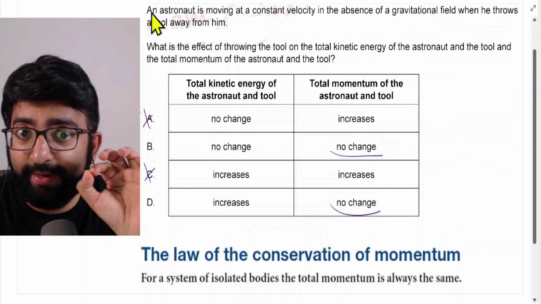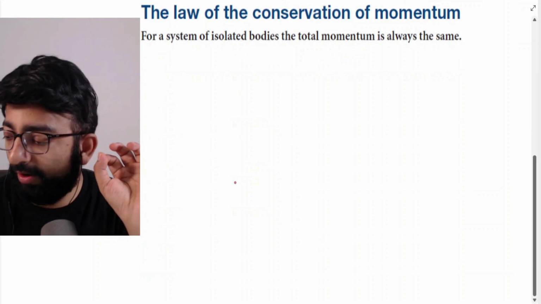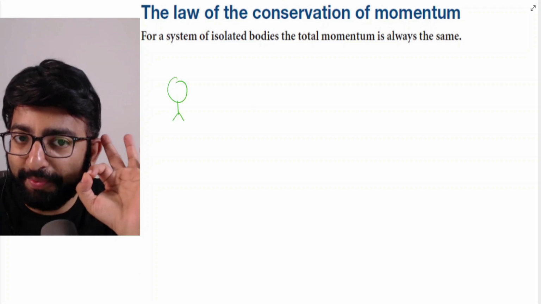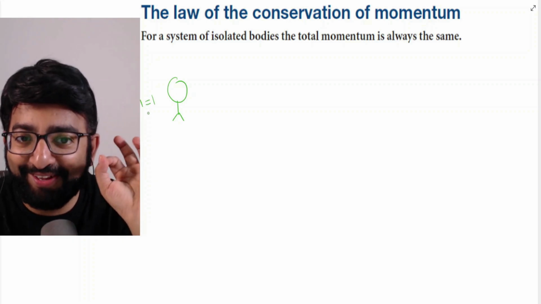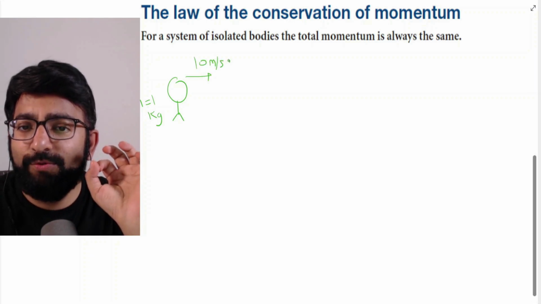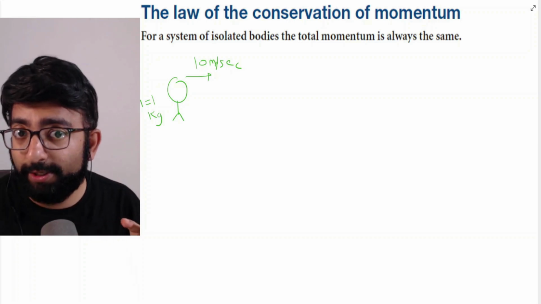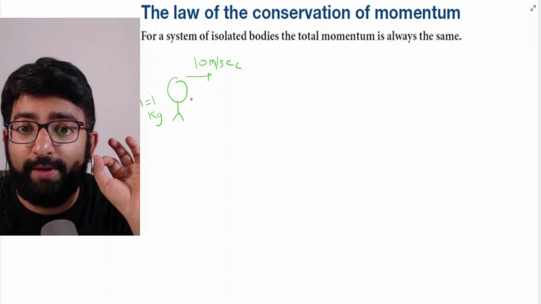So let's read the question again. An astronaut was moving at a constant velocity. So let's draw a diagram. Imagine we have an astronaut, and just for the sake of simplicity, let us take a value of 1 kg. So a 1 kilogram astronaut is traveling with a speed of, let's say, 10 meters per second. So I've taken hypothetical values just to simplify the calculations as far as possible. And in this particular situation, the astronaut is holding a tool.